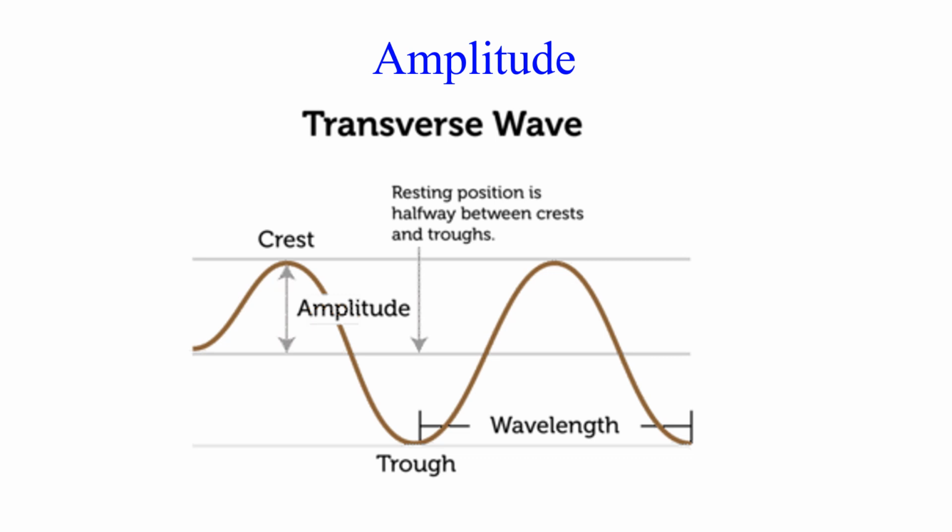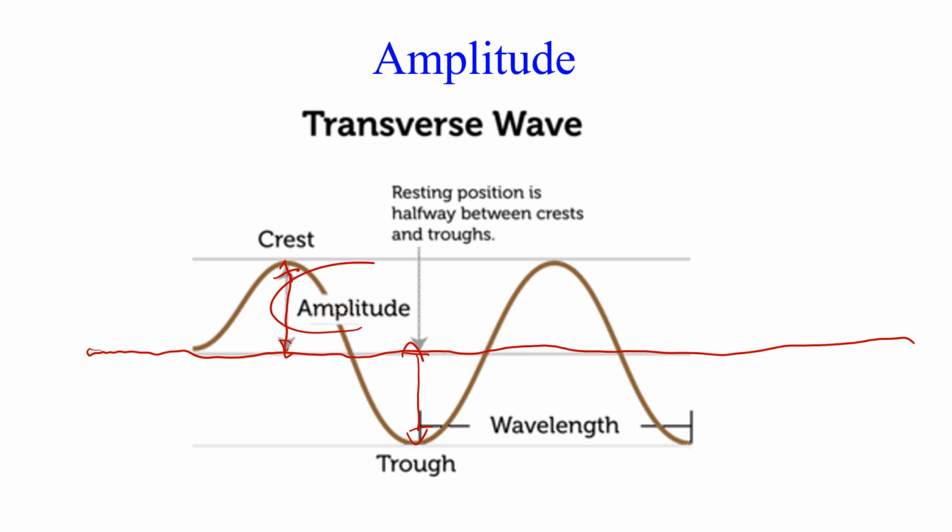Now, apart from measuring the wavelength, there's a couple of other ways that we measure waves. If we draw a line at the midpoint between the crest at the top and the trough at the bottom, and then work out the vertical distance between that midpoint and our crest, which would be the same as between our midpoint and our trough, that's a measure of our amplitude.